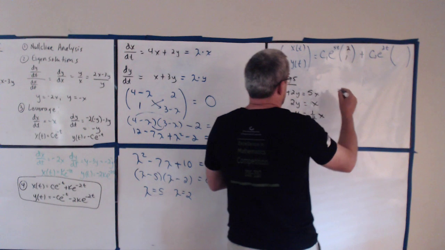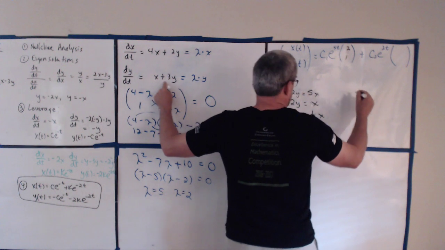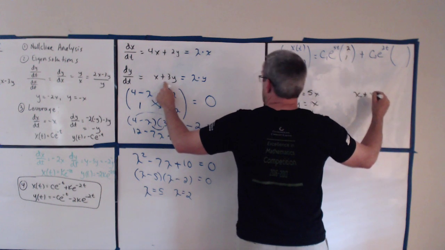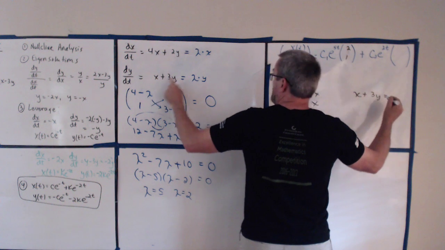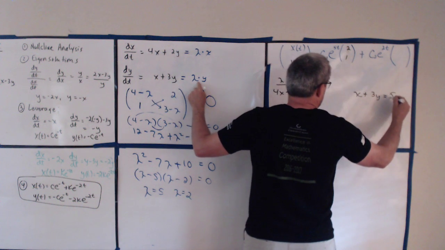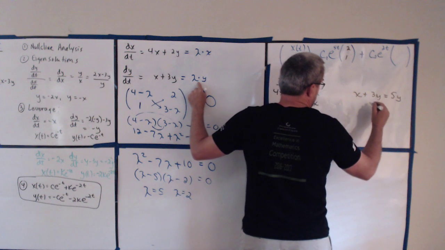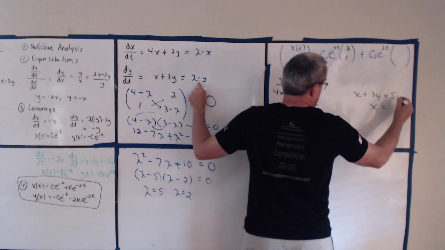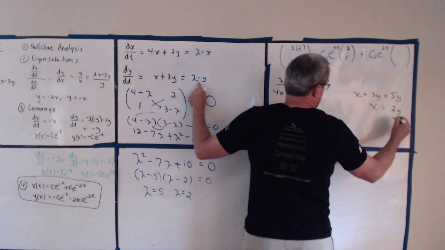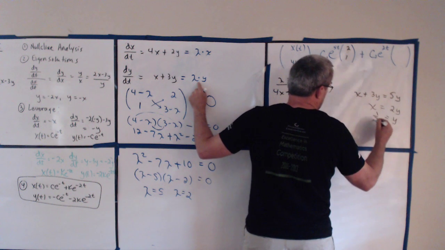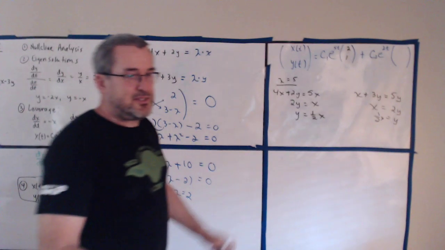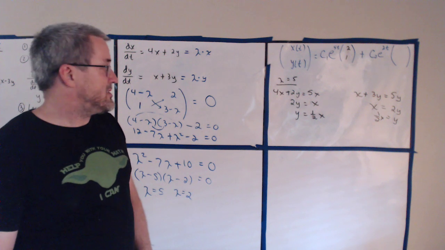We'll talk about the rest of that later, but just to show you that we could also have done this, x plus 3y is equal to lambda y, 5y in this case. Let's subtract 3y. That would give me a 2y over here, divide by 2. So you see it wouldn't matter, we're going to get the same straight line solution.